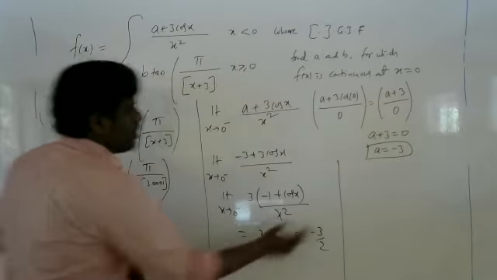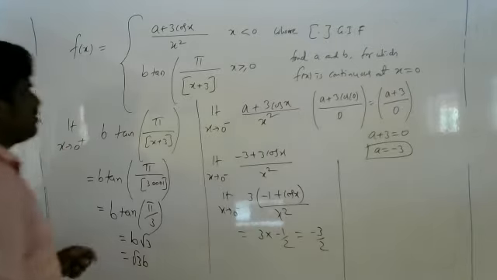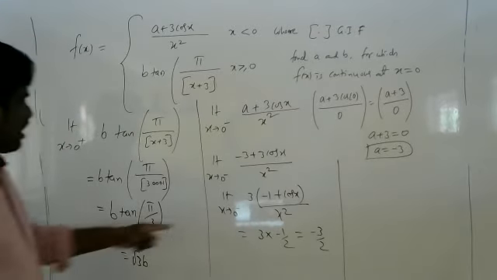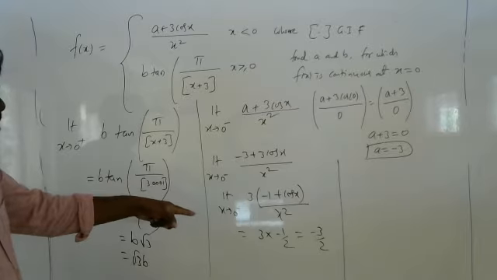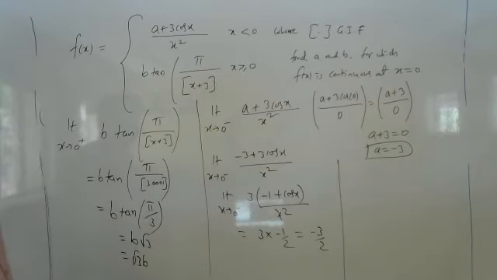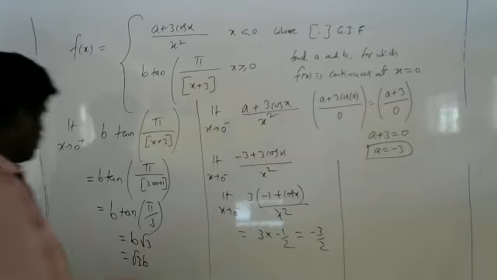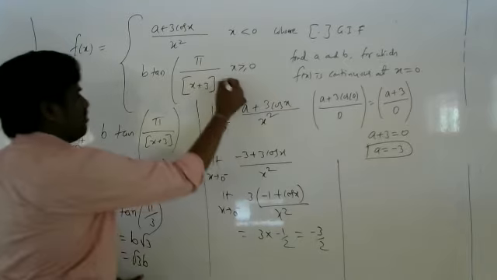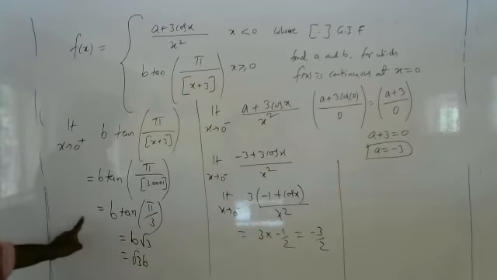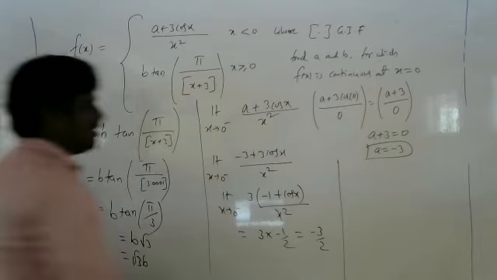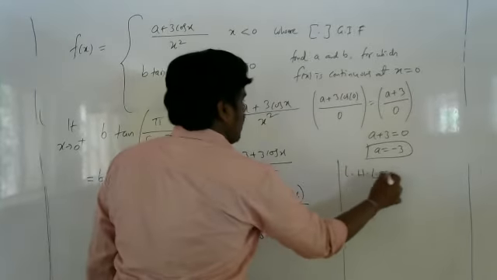Right now, see here. So you got the a value, how much? Minus 3. A value is minus 3. And the limit here, how much I got? Here I got minus 3 by 2. Right? So now you can equate them because it is a continuous function. It is continuous. So you can use LHL is equal to RHL.